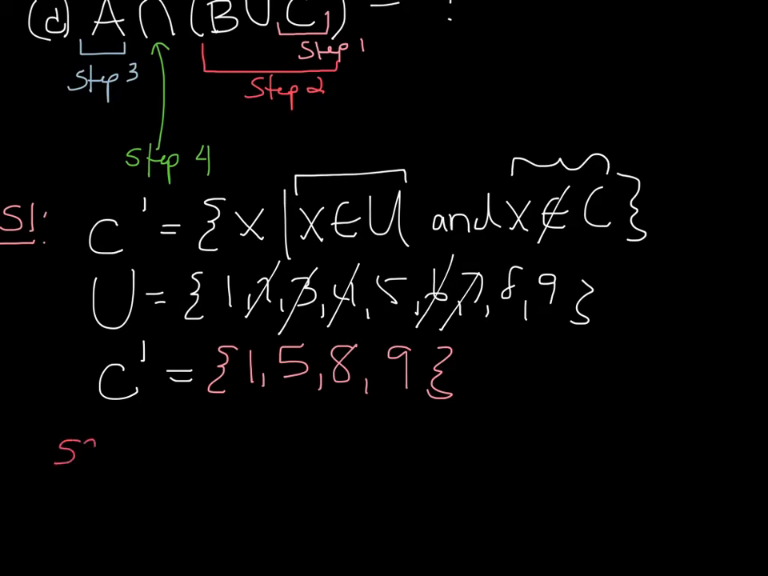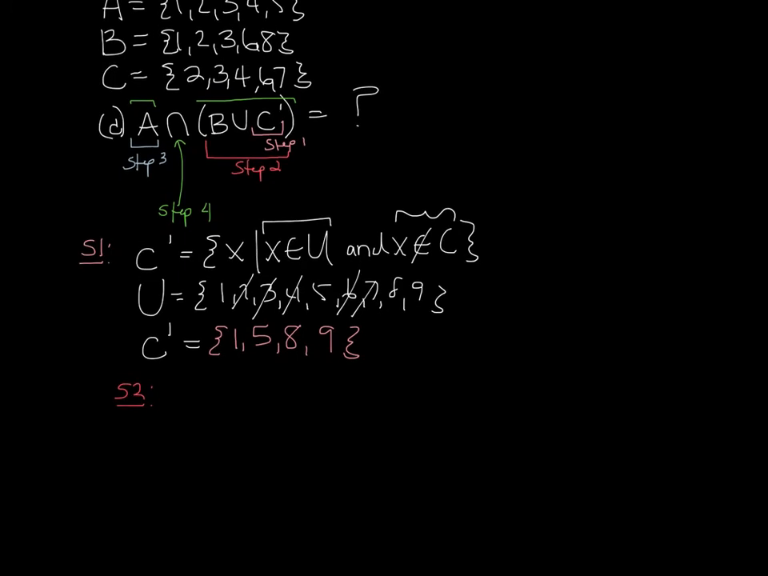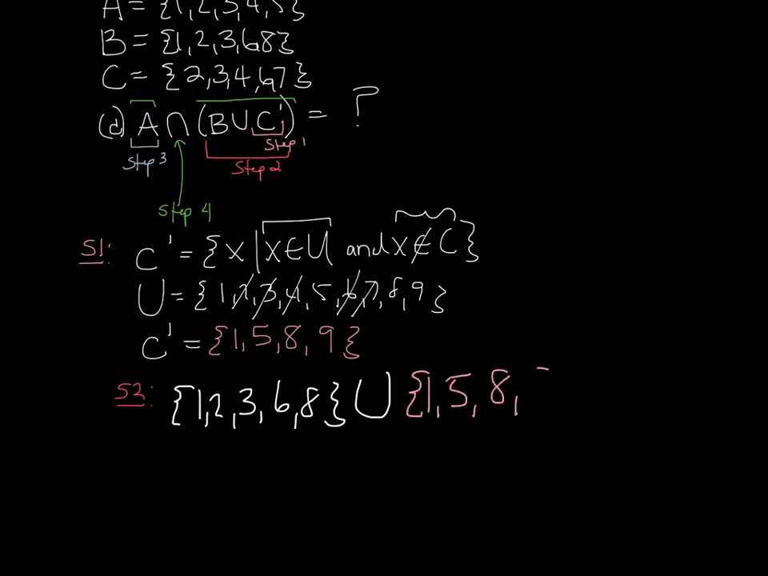Step 2 is, let's put B union this set together. And again, what is B? Let me make this smaller, actually. Make room here. B is 1, 2, 3, 6, and 8. And then we're taking the union with C complement, and we just found C complement: 1, 5, 8, and 9. Okay, so again, this is B union, and then this guy is C complement.